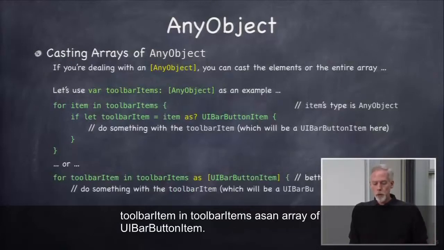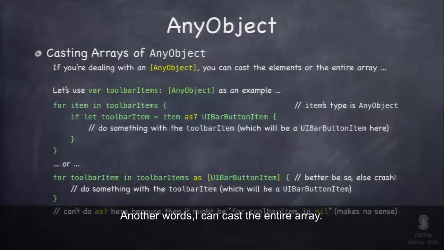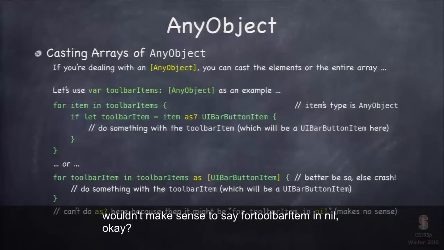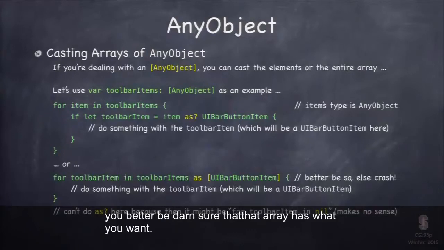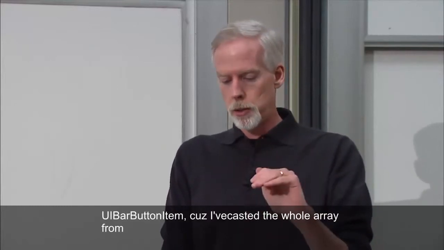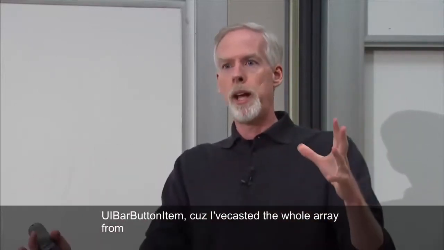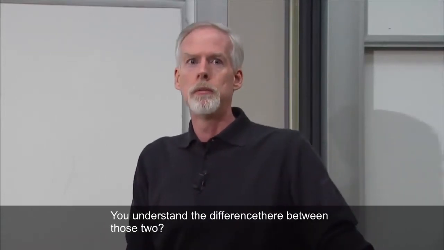Which is I can say for toolbar item in toolbar items as an array of UI bar button item. In other words, I can cast the entire array. If I know that that array of any object is really an array of UI bar button item, I can just cast it. Now this one, you can't do question mark, because it wouldn't make sense to say for toolbar item in nil, okay? So that makes no sense. So here you better be darn sure that that array has what you want. But then inside, now toolbar item is a UI bar button item, because I casted the whole array from array of any object to array of UI bar button item. Understand the difference between those two?